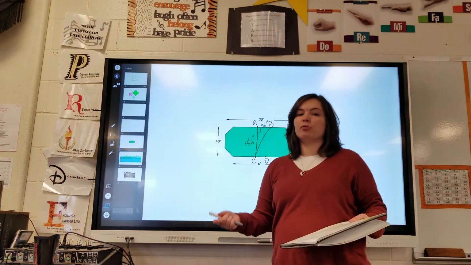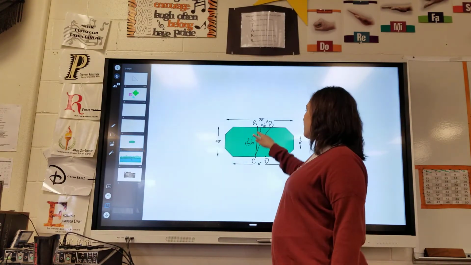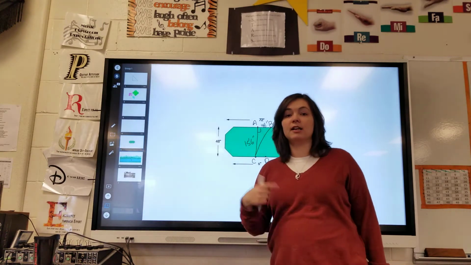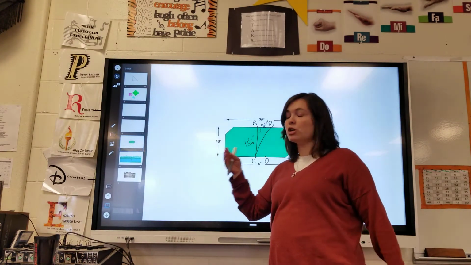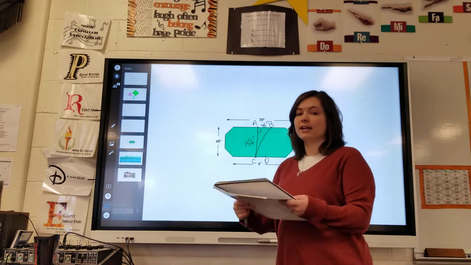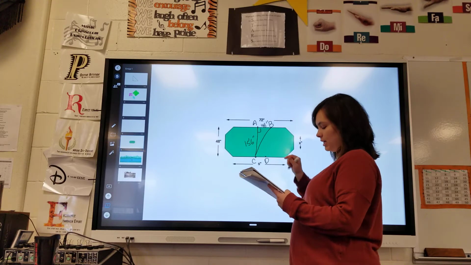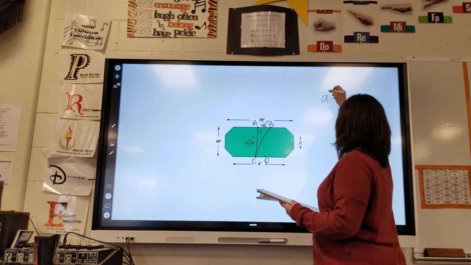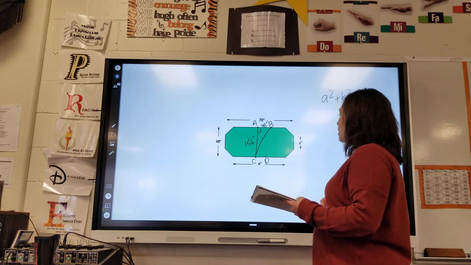So if you remember from our previous lesson, they need to find the hypotenuse. Here they have a right angle and they have a length on either side of the legs. And so we're going to use our Pythagorean theorem to find out how long this length or hypotenuse is. So how we find it is we're going to use a squared plus b squared, which equals c squared.